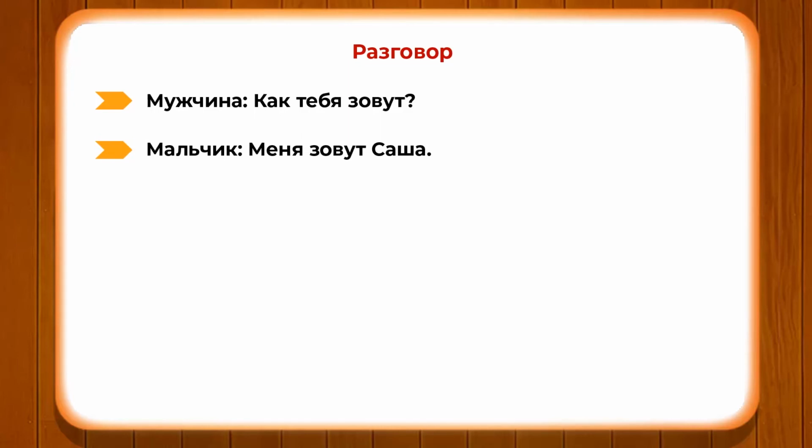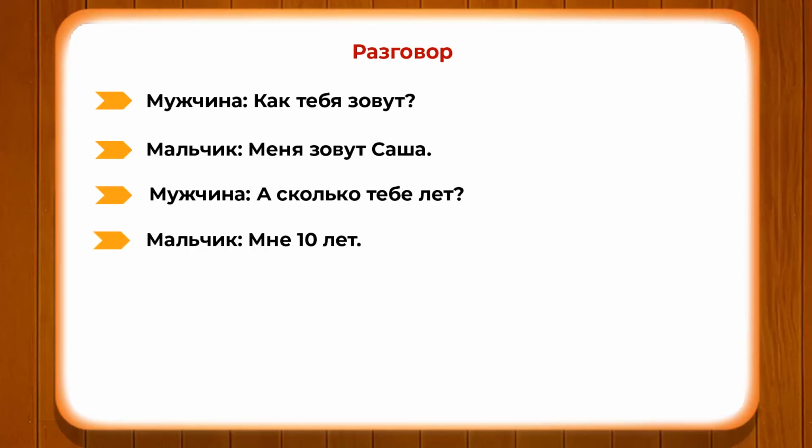So in Russia we use short forms also of the names, like Sasha is for Alexander. So people say that my name is not fully, not officially. They can also use Sasha in this particular case. So the man is asking, сколько тебе лет? How old are you? And the boy is replying, мне 10 лет. I am 10 years old.